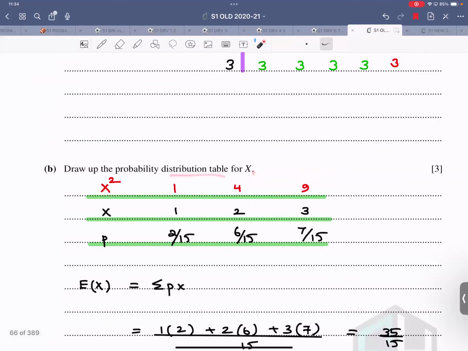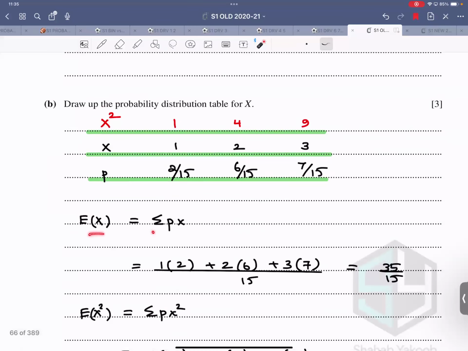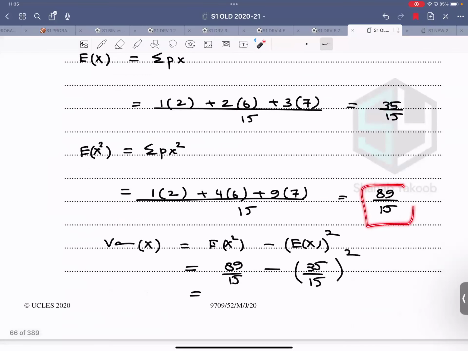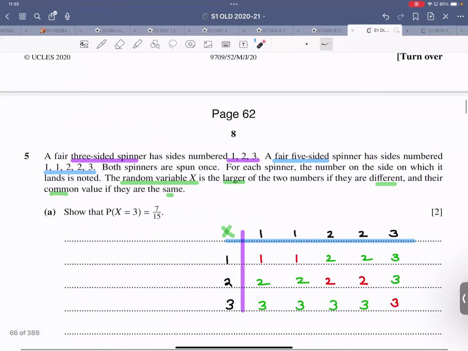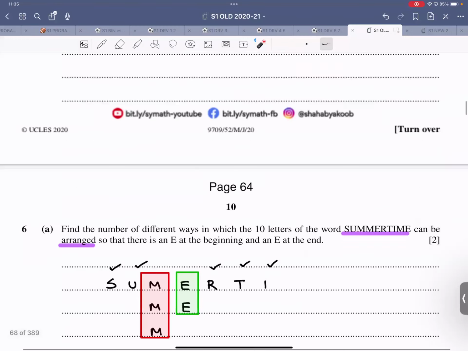Draw up the probability distribution table for X. That's very easy. We have 1, we have 2, we have 3. From the table, we write down all the probabilities. We also make a row for X squared. Expectation of X, that is sigma Px: 1 into 2, 2 into 6, 3 into 7, divided by 15. Expectation of X squared, that is sigma Px squared: 1 into 2, 4 into 6, 9 into 7, divided by 15, that comes out to be 89 over 15. Variance of X is expectation of X squared minus expectation of X, the whole thing squared. So that is what you get over here. That is question 5, expectation and variance already done.